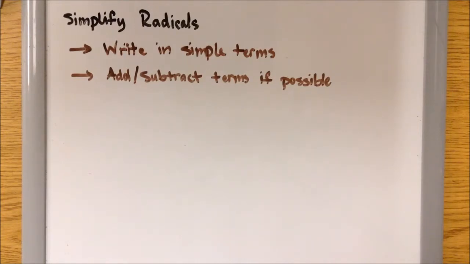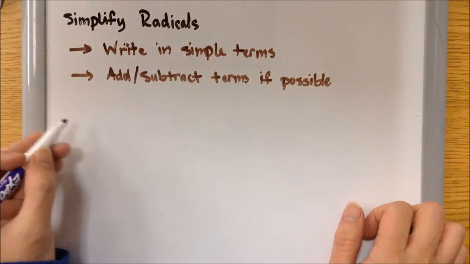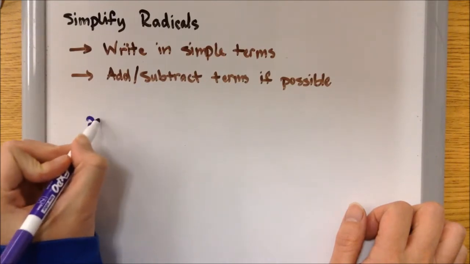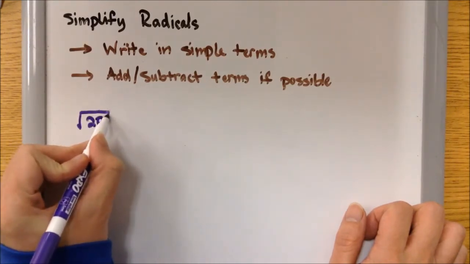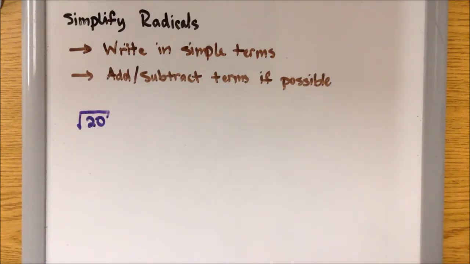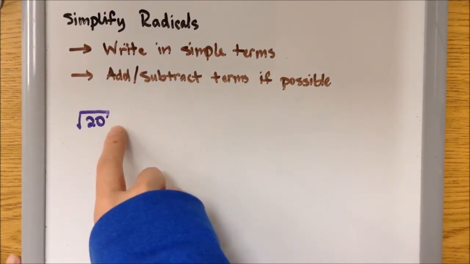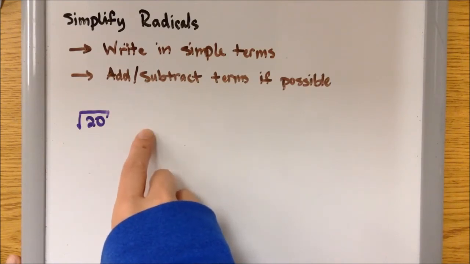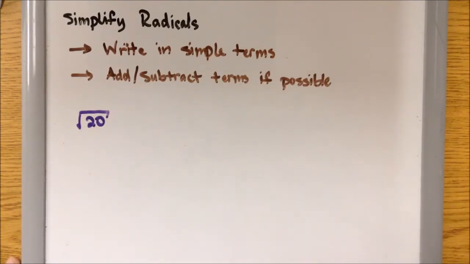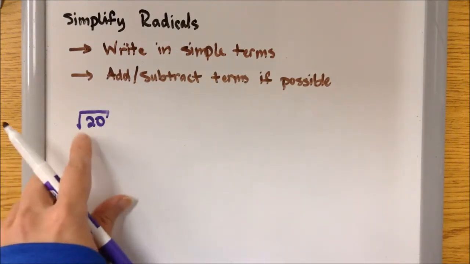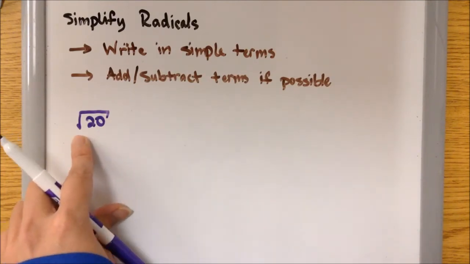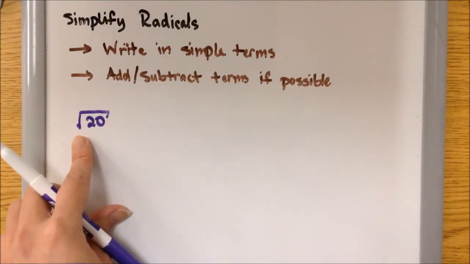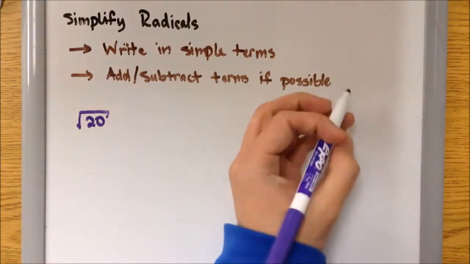So our first example, let's say we're simplifying the square root of 20. So the square root of 20, if we want to write in simple terms, and the reason we don't have to worry about add or subtract is because there's no plus or minus with another term. We're just simplifying this. Now, when it comes to simplifying radical terms, especially with square roots, since it's square root, we have to remember our perfect squares. So I'm going to write on this side.